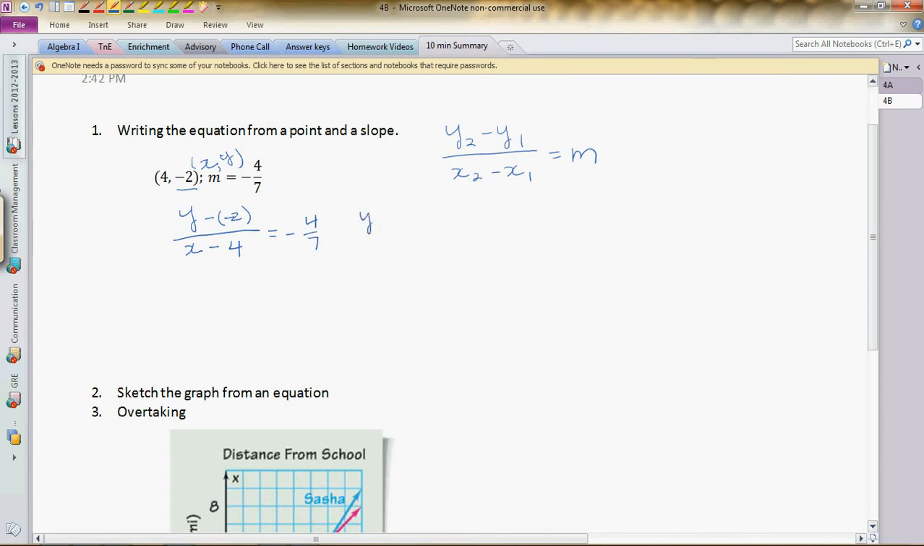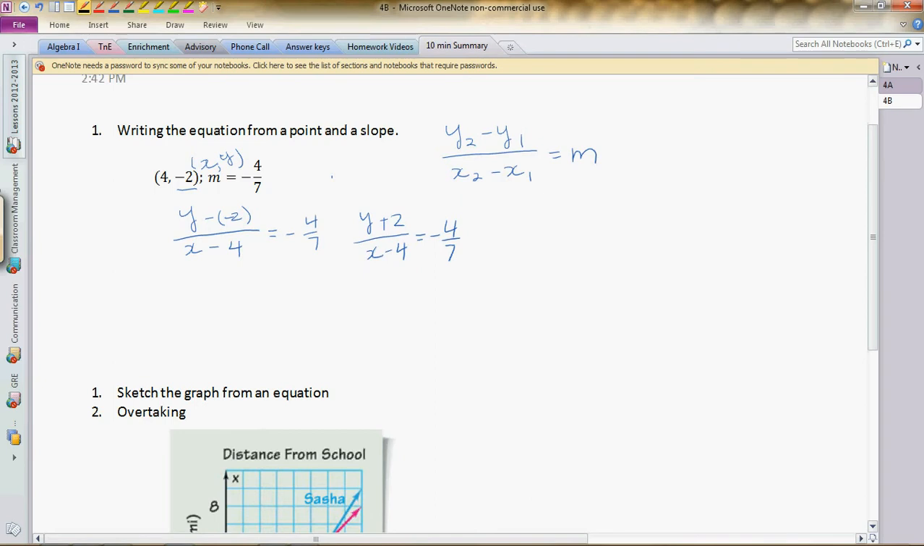So we have y plus 2 over x minus 4 equals -4/7. But the problem with this form, again, is we can't really put 4 here, because if we put 4 here, we'll have 4 minus 4, which will be 0, and then the entire denominator will be 0. We cannot have 0 in the denominator because it's undefined.